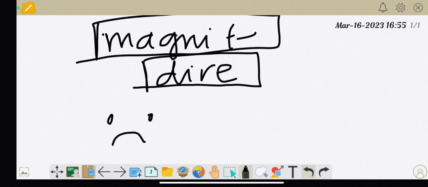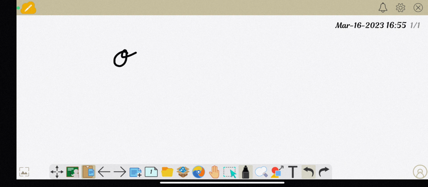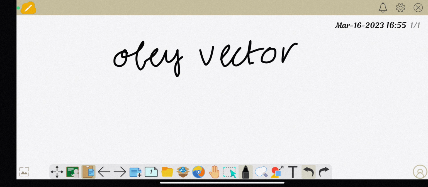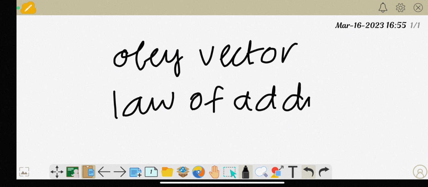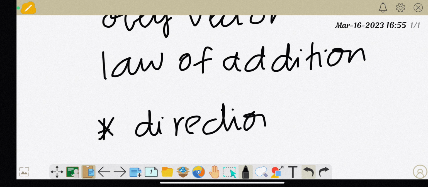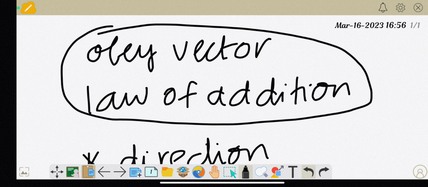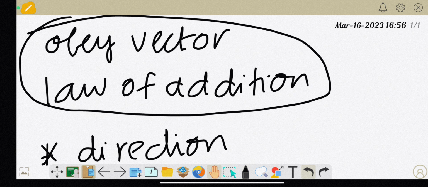Current is not a vector, because if some quantity is a vector, then it should obey the vector law of addition. I don't say that direction is not important. Direction is also important, and it has direction, there is no denying that. But you cannot say current is a vector, because it doesn't obey the vector law of addition.